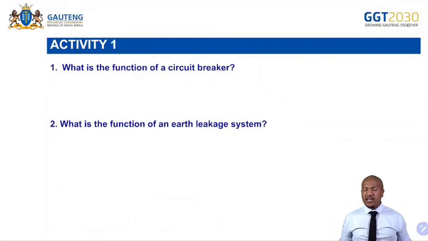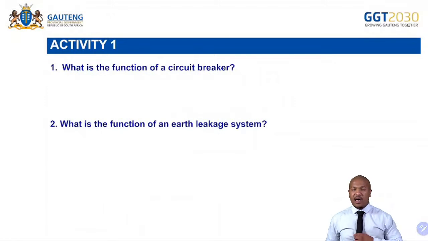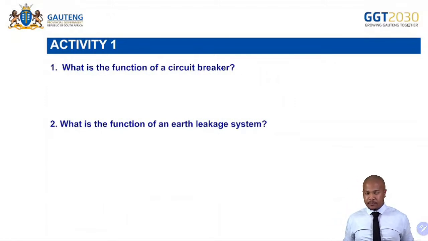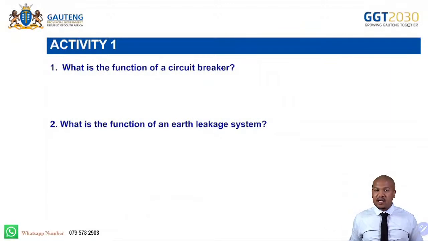Now let's quickly test ourselves by writing activity 1. Number 1: what is the function of a circuit breaker? Number 2: what is the function of an earth leakage system? You have 2 minutes to quickly copy and complete this activity. Then after that, we shall mark together.